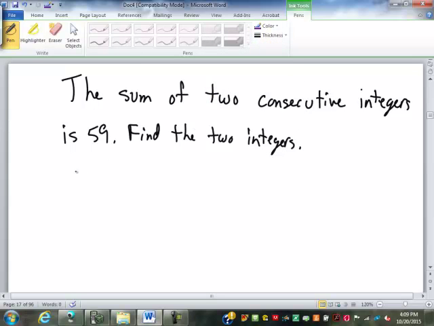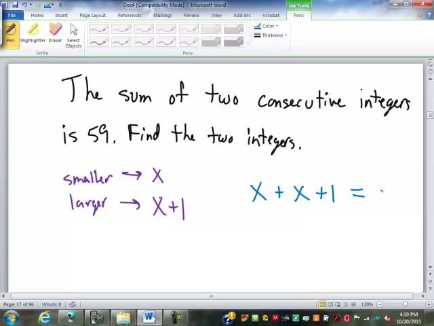So here I've got two integers. I've got the smaller one and the larger one. To define a variable, I'm just going to pick one of them to be x. Usually it's easier to pick the smaller one to be the variable. So I'm going to call the smaller one x. What's the larger one going to be? Well, how much bigger is it? 1. X plus 1. So the sum, which means just adding them together, so x plus x plus 1 is 59.